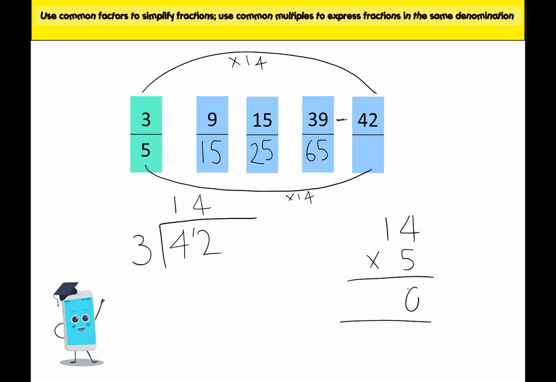4 times 5 is 20, 1 times 5 is 5, plus the 2 is 70. Both reach the same answer. You need to use the method that you feel comfortable with, that you can do accurately. Okay, give the examples on your worksheet a go. Remember to do it methodically. Think about how many times the numerator fits in, and then apply that same thing to the denominator.